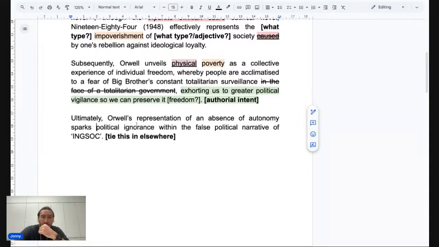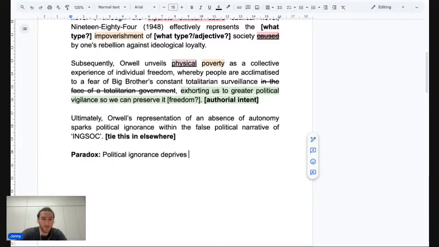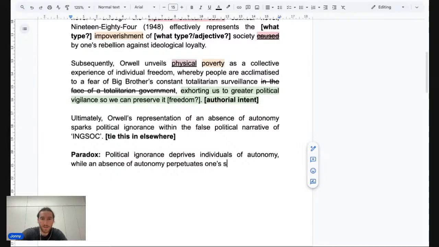The absence of autonomy sparks political ignorance. Yeah, because people can't think for themselves, they don't really know what's going on. They don't know the power structures by which they are being controlled. That's true, within the false political narrative. It also works vice versa. Like, you can't get your autonomy back because you are politically ignorant. So you might want to talk about the paradox here that political ignorance deprives individuals of autonomy, while an absence of autonomy perpetuates one's state of ignorance.